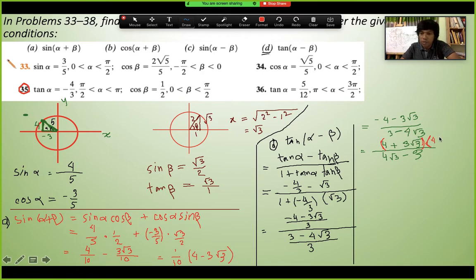So let's do it. So 4 root 3 plus 3. Same here. So let's write 4 root 3, then plus 3.